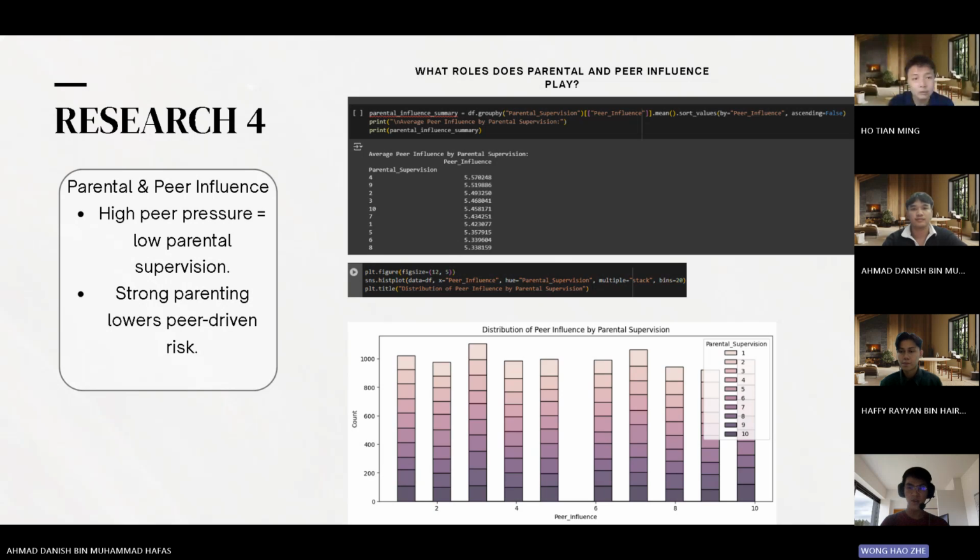The bar chart displays how different levels of parental supervision are distributed across peer influence levels. The dark colors represent high supervision, and they are more prevalent at lower peer influence scores, while lighter colors, indicating low supervision, appear more frequently as peer influence increases. These findings support the conclusion that parental involvement acts as a buffer, reducing the intensity of peer pressure and promoting healthier, independent decision making.